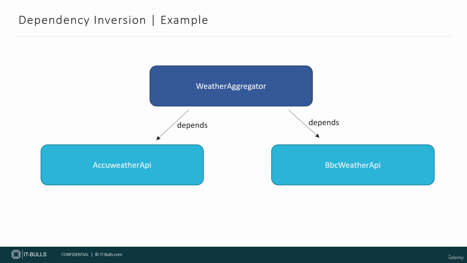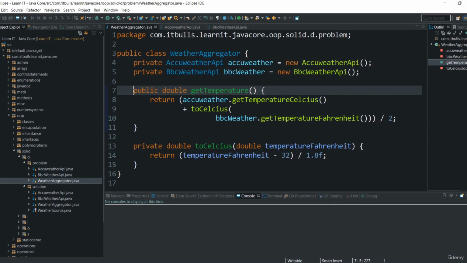So how can I make my code easy to maintain, easy to support and to scale? We need to apply the dependency inversion principle. Let's recall the first rule. High-level modules should not depend on low-level modules. Both should depend on abstractions. That means I have to create some abstraction and all other classes, WeatherAggregator, AccuWeather API, BBC Weather API, will depend on this abstraction. Let me create the interface WeatherSource.